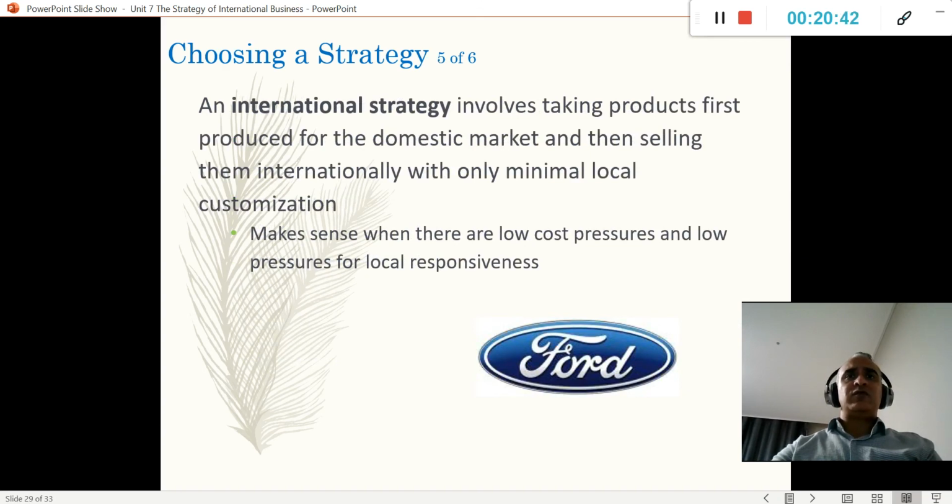In this one we have the development of the products for the domestic market and then sell them internationally with minimal local customization. In this case, for example, Ford maybe just changes some of the engine parts, maybe the names, maybe some features of the car, but in general, that's what they do.